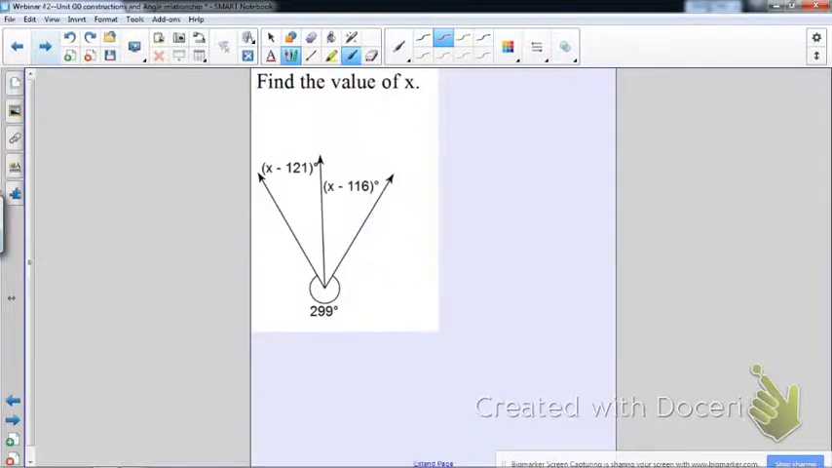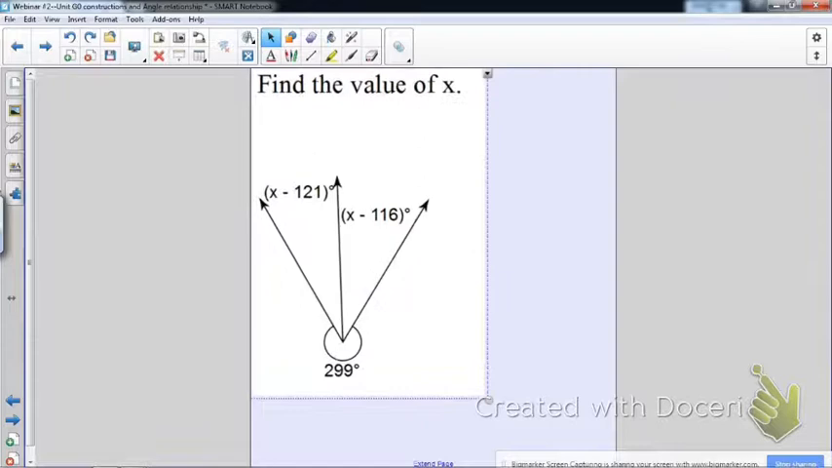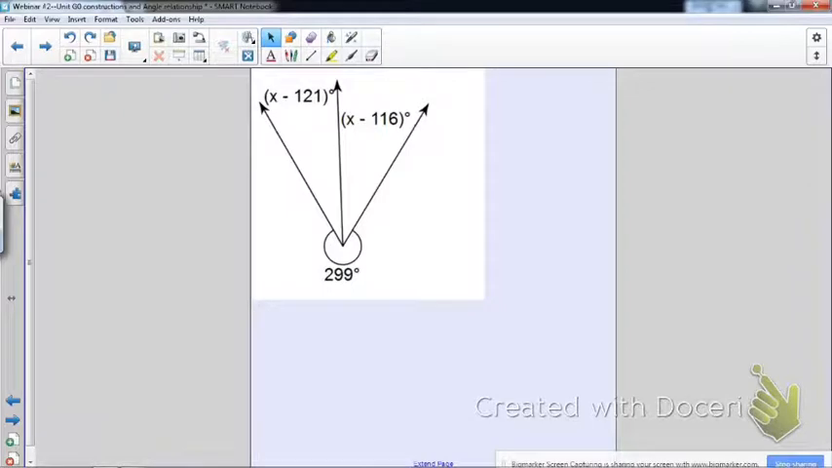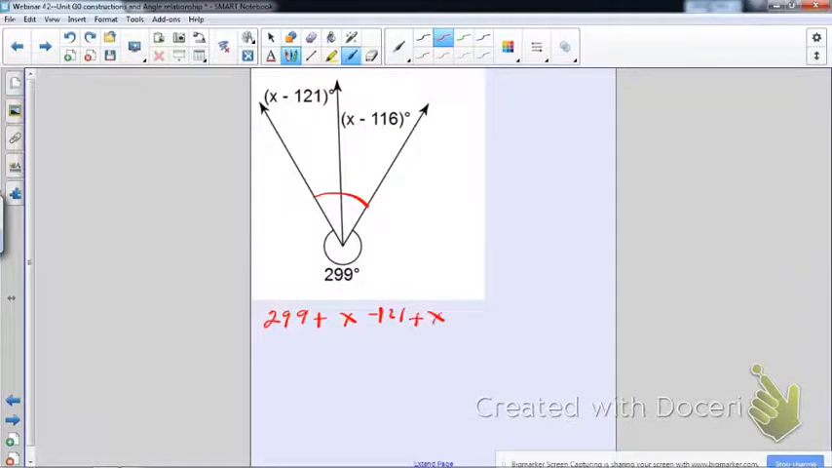Let's see. This is a good one here. Again, I want to know what x is. I'm going to move it so that I have a little more room. Remember, just like we talked about in class, a full circle always turns out to be 360 degrees. So how do I figure out what these two are? Well, I'm just going to do the entire circle. So I'm going to take 299 plus x minus 121 plus x minus 116, that is equal to 360, because that's something that we know.